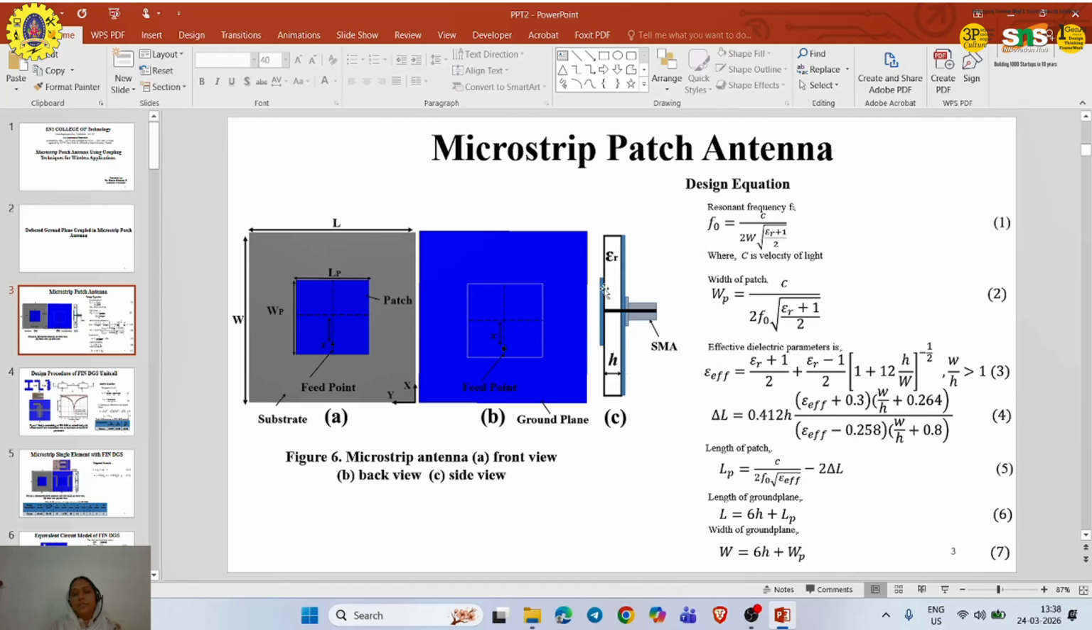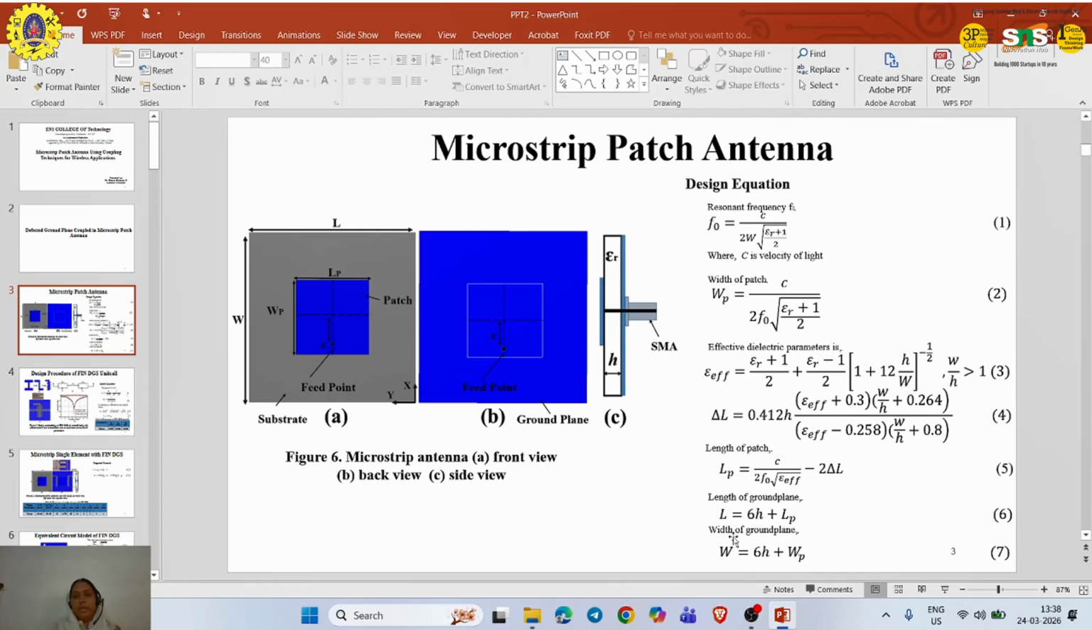Here I have used the FR4 substrate. Based on this we calculate the effective permittivity. When we calculate the effective permittivity and delta L, we can use them for calculating the length of the patch antenna. The length of the ground plane is calculated based on the height of the substrate plus the length of the patch, which gives the total ground plane length and width.